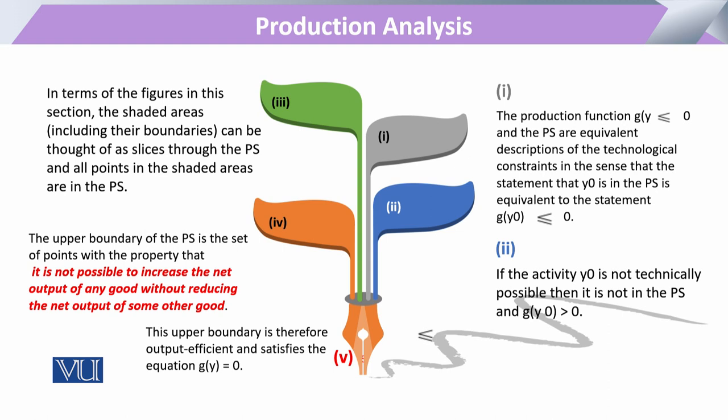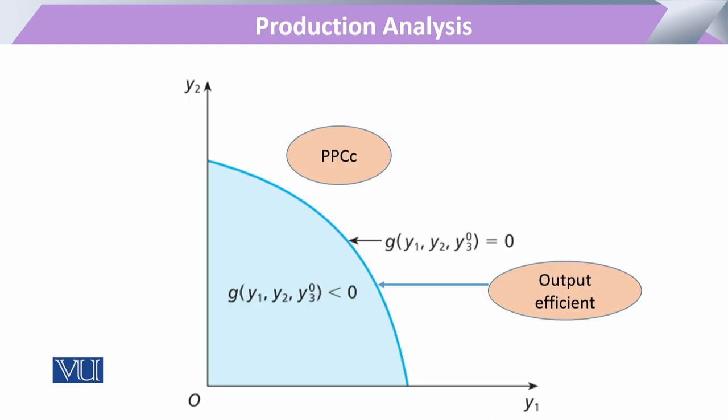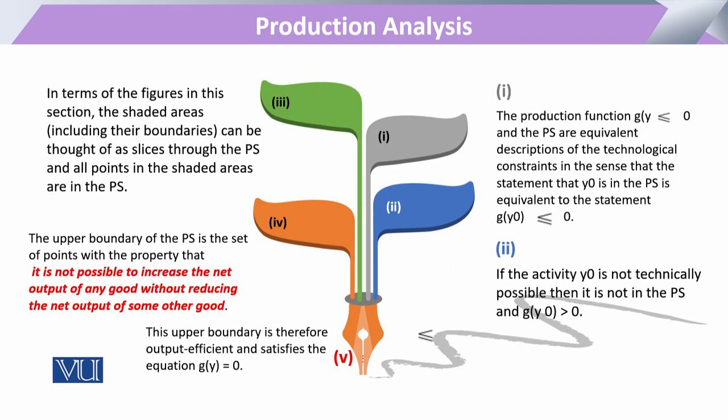But here comes an important aspect: at the upper boundary that we have shown in this graph, if the producer is producing just on this line, then it is not possible for the producer to switch the inputs until and unless he has to sacrifice one resource for the other or one output for the other. And this statement is also called the theory of Pareto optimality. So the upper boundary is therefore output efficient, and it satisfies the equation that is set by the production sets.